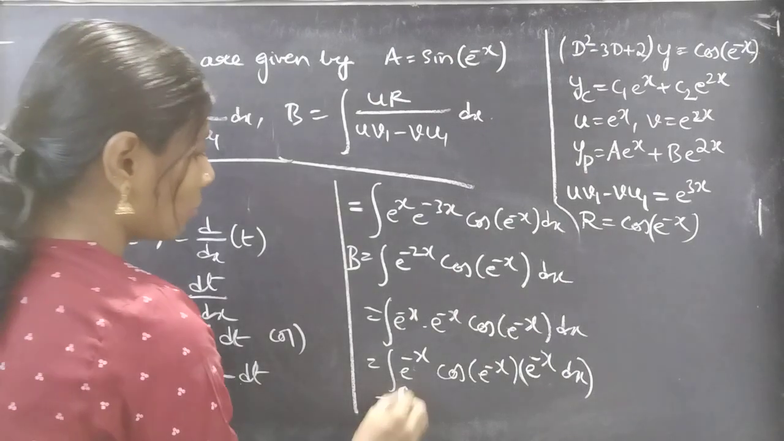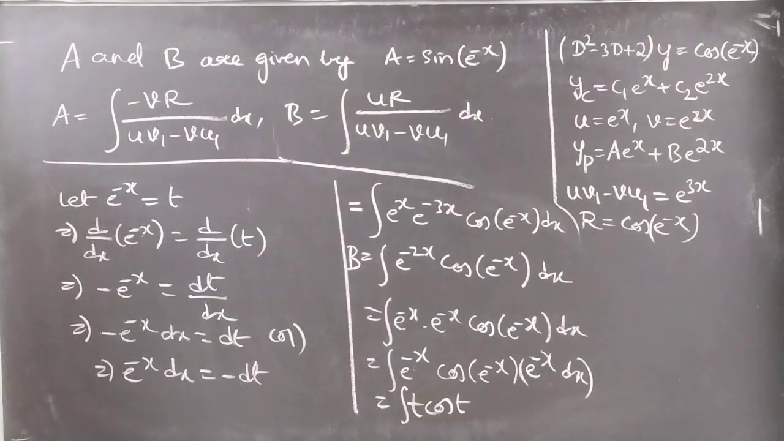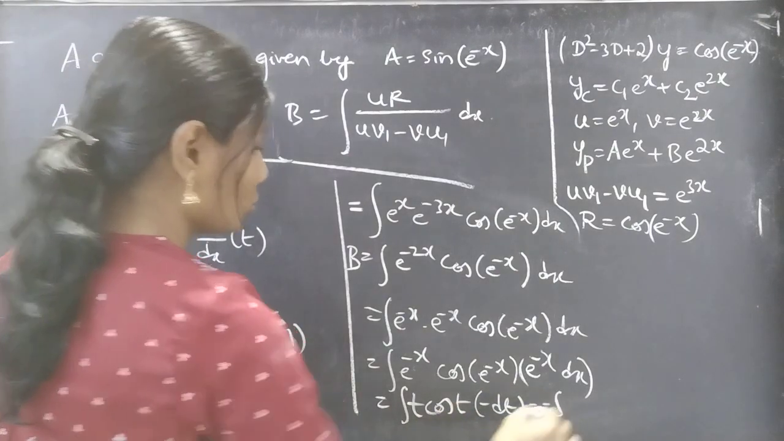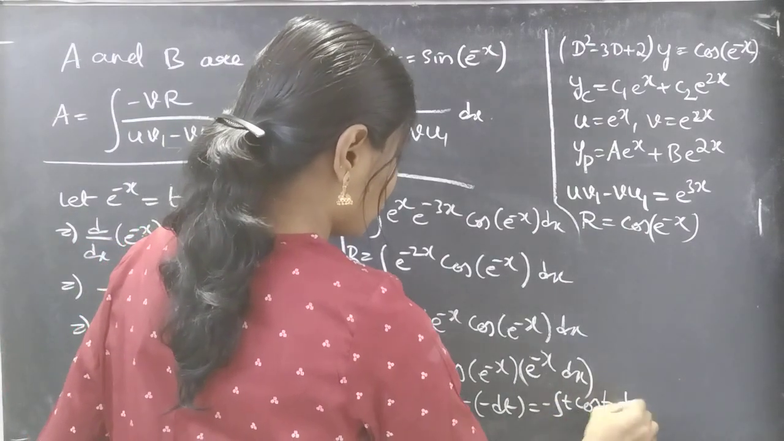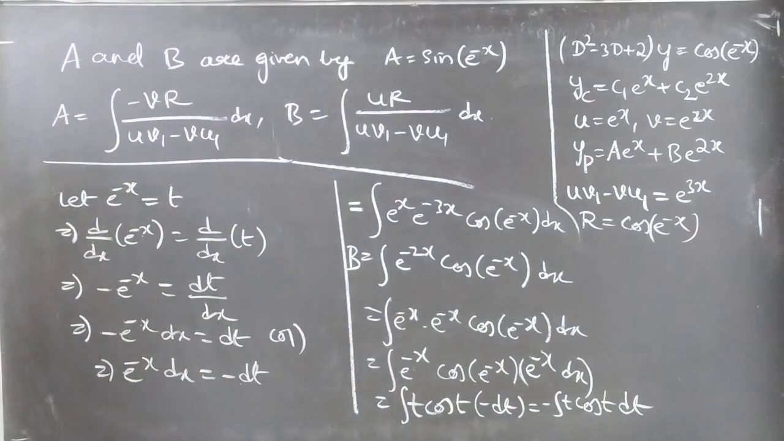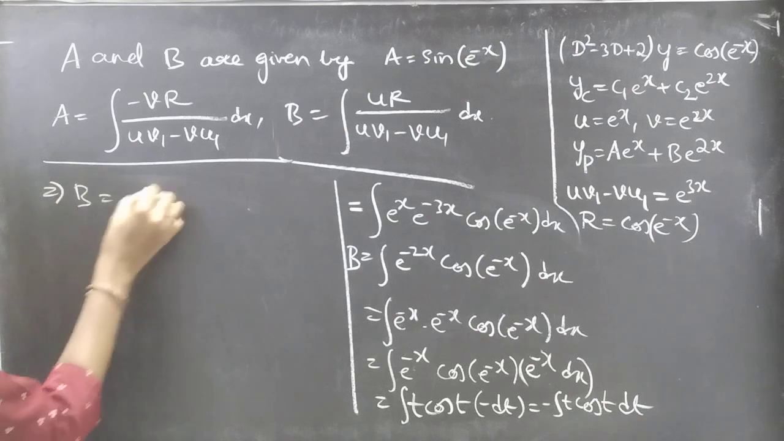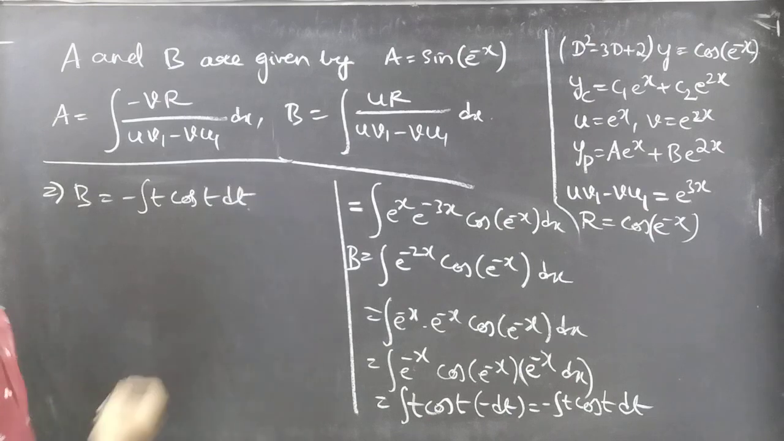So now put e power minus x equals t. Just replace e power minus x with t, then we'll get t cos t into, replace e power minus x dx with minus dt, so that it will be easy to evaluate. Minus t cos t into dt. Here we need to use the integration by parts formula to find the integral of t cos t dt. We got b equal to minus integral t cos t dt. Let's now apply the integration by parts formula.